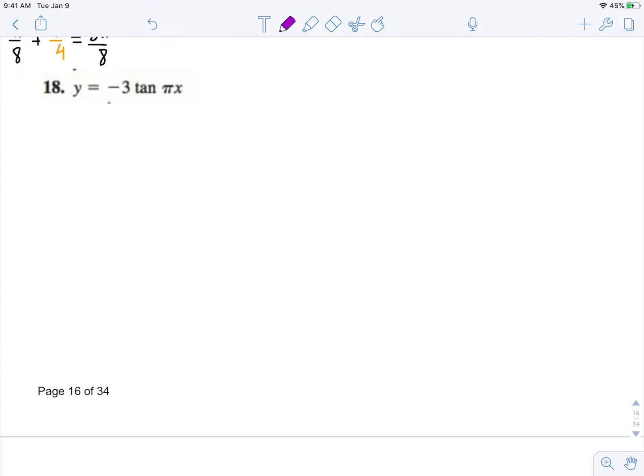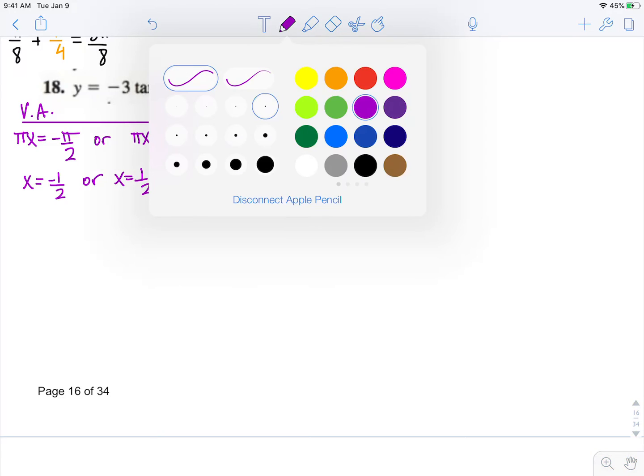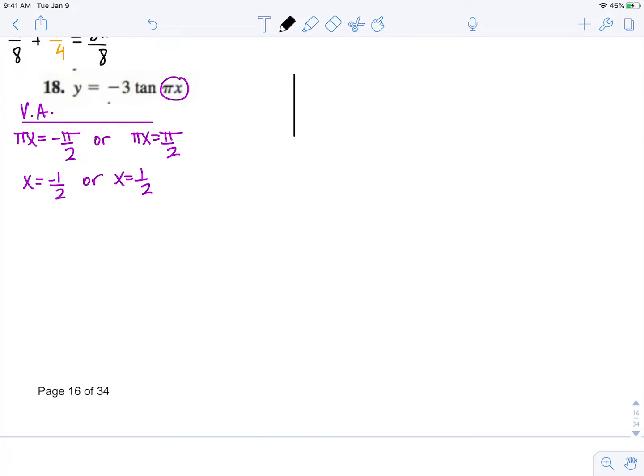Here's another tangent curve. We always start by finding our vertical asymptotes, which occur when what's inside of my tangent is equal to negative pi over 2 or equal to pi over 2. Solving each of these for x, we get x equals negative 1/2 or x equals 1/2.